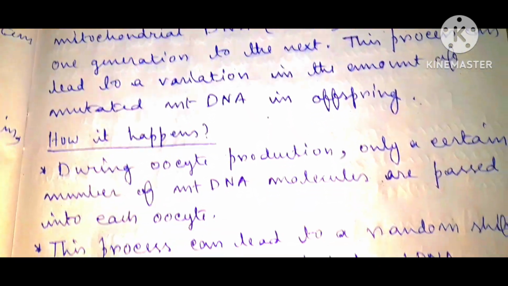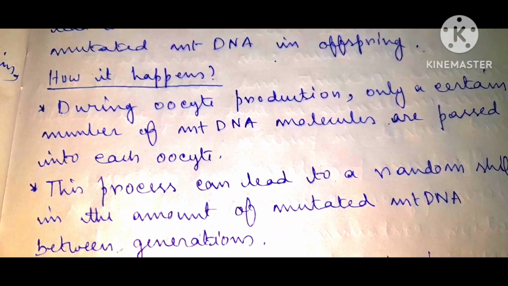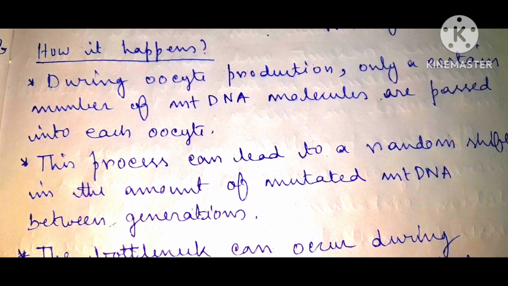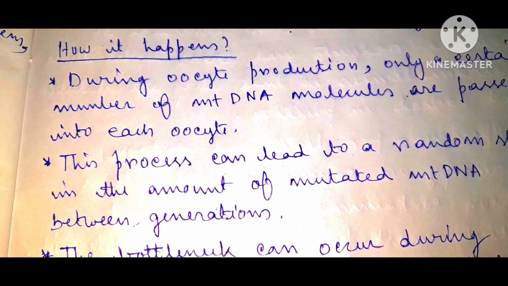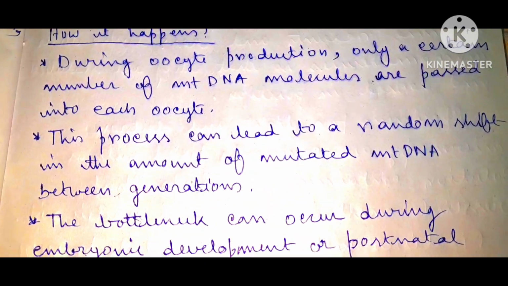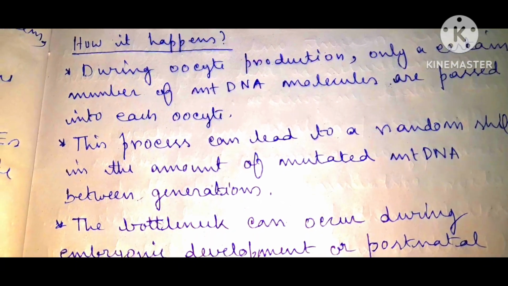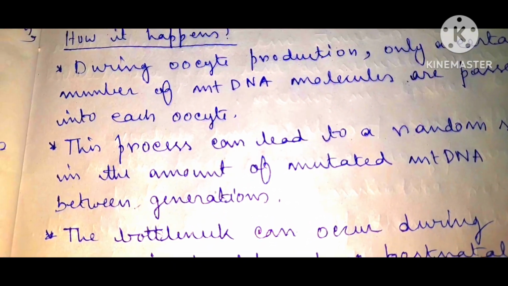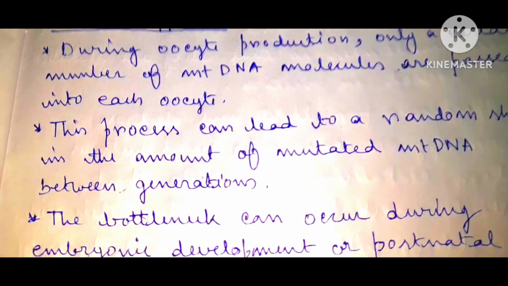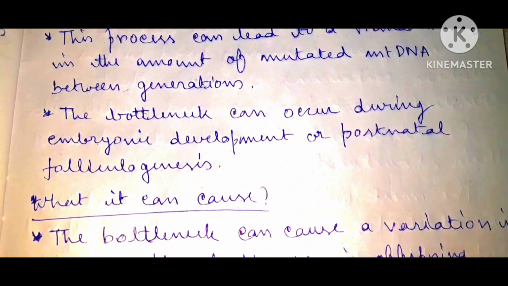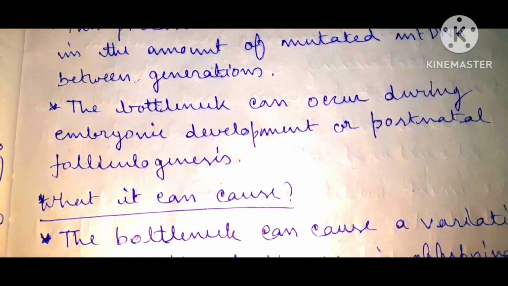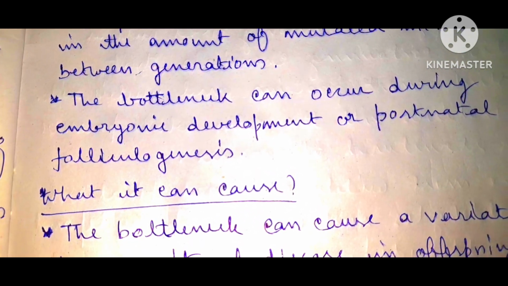Okay, how does it happen? During oocyte production, only a certain number of mitochondrial DNA molecules are passed into each oocyte. This process can lead to a random shift in the amount of mutated mitochondrial DNA between generations. The bottleneck can occur during embryonic development or postnatal folliculogenesis.